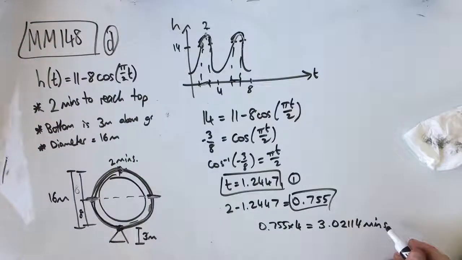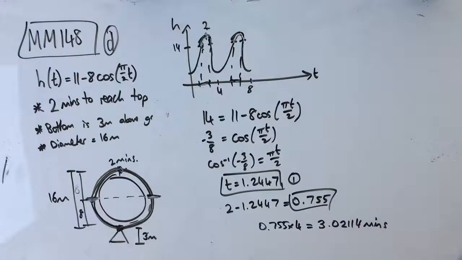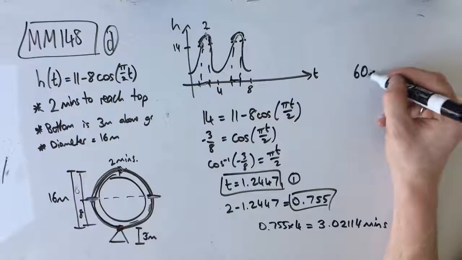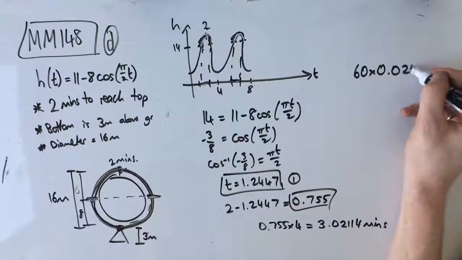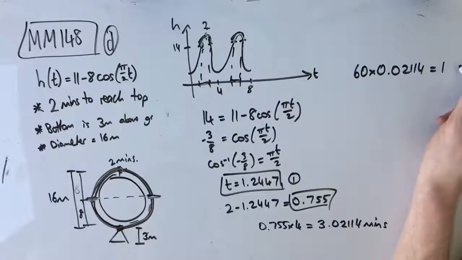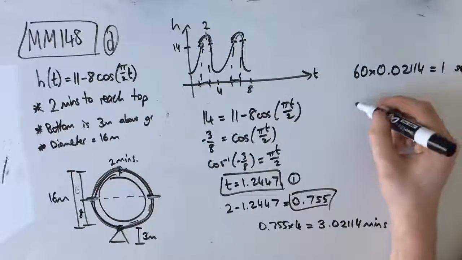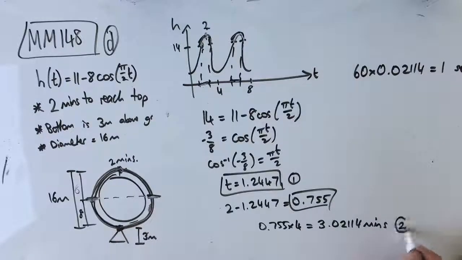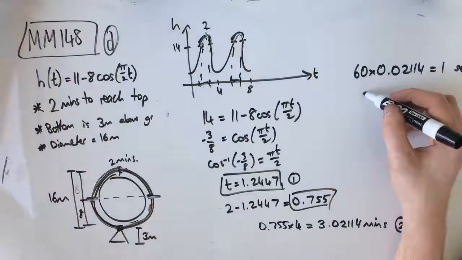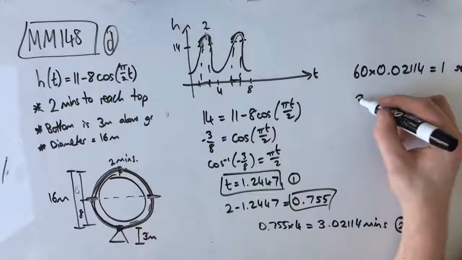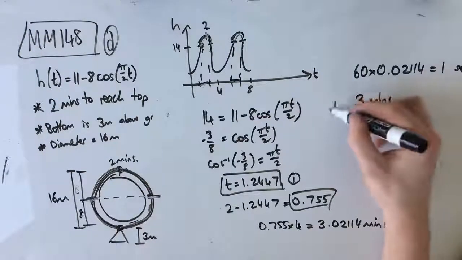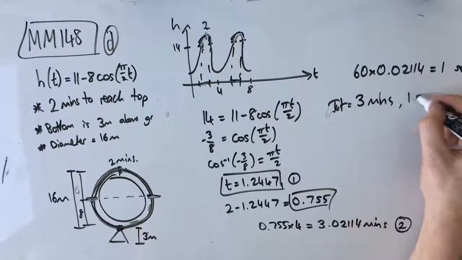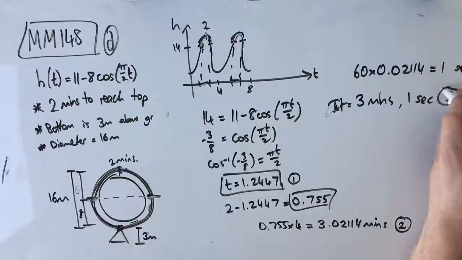And we're actually looking for it correct to the nearest second. So what we're going to do from here is do 60 times 0.02114, which is equal to 1 second. So our final answer is, by the way, this is your second mark. Our final answer is actually going to be 3 minutes. So total is equal to 3 minutes and 1 second. And that's your third mark, guys.